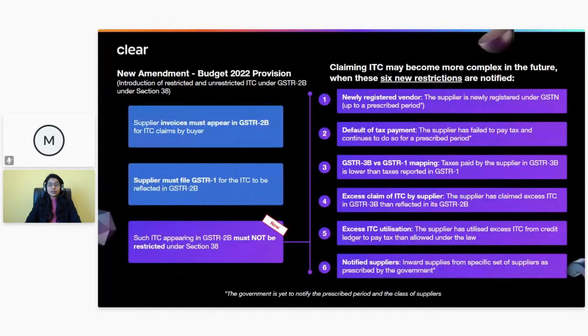Great. So this is about the condition on excess ITC utilization. The last one is that there would be some notified suppliers. The government may come up with a list of suppliers against which you cannot claim ITC within a particular time limit. So that is what they talk about. This was all about the section 38 conditions which were proposed in the budget 2022.